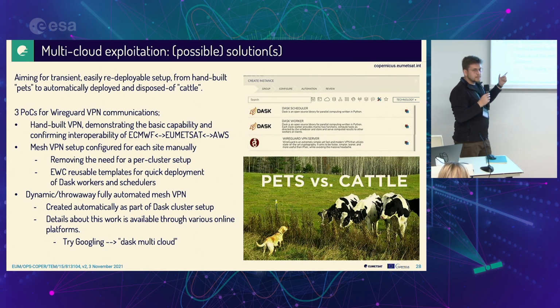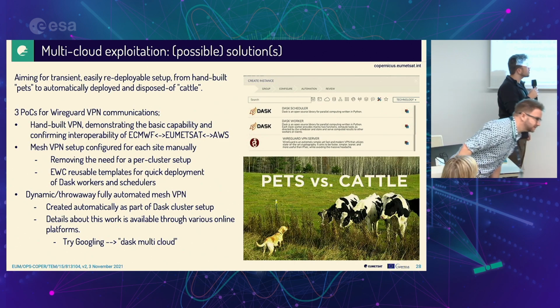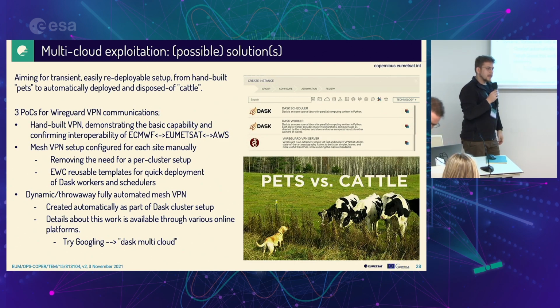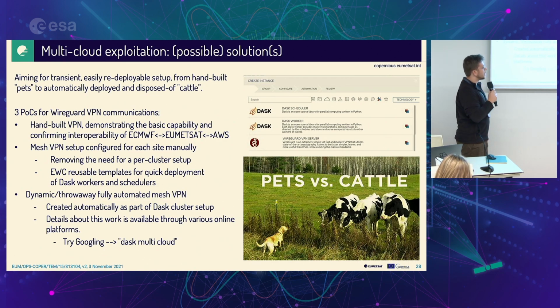In the mesh system, you have a star topology where you have multiple VPN gateways, so to say, that can reduce the communication bottleneck. And in this phase, we also made some reusable templates for allowing quick deployment of Dask workers and schedulers and WireGuard. You can actually see it in the top image, so that we can offer them as deployable services in the European Weather Cloud. Now we have those items as library items in the European Weather Cloud.